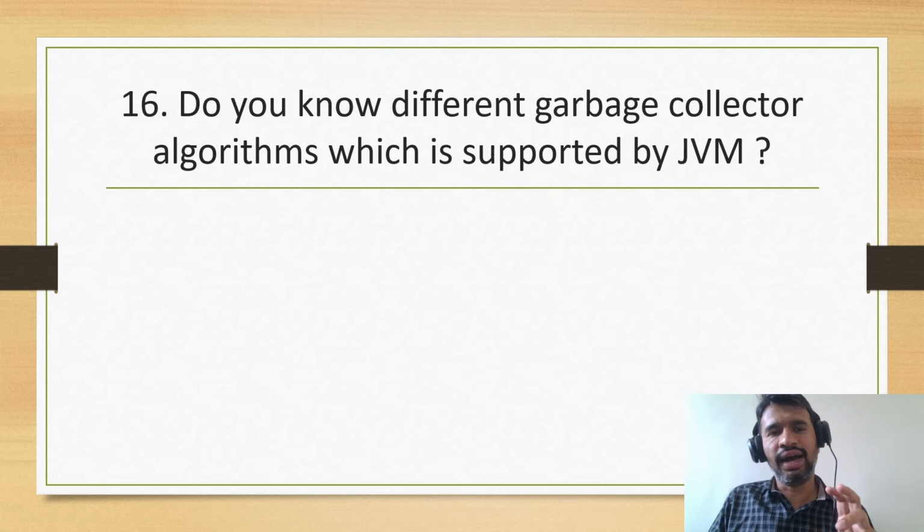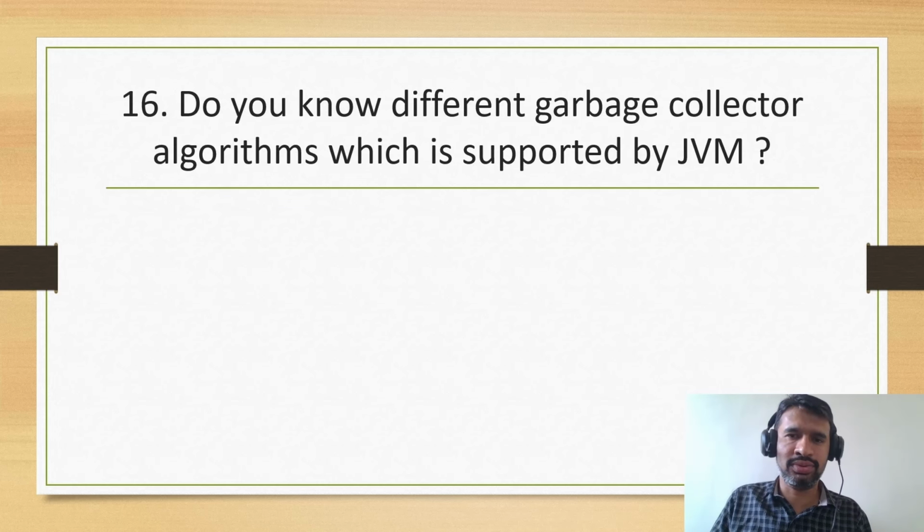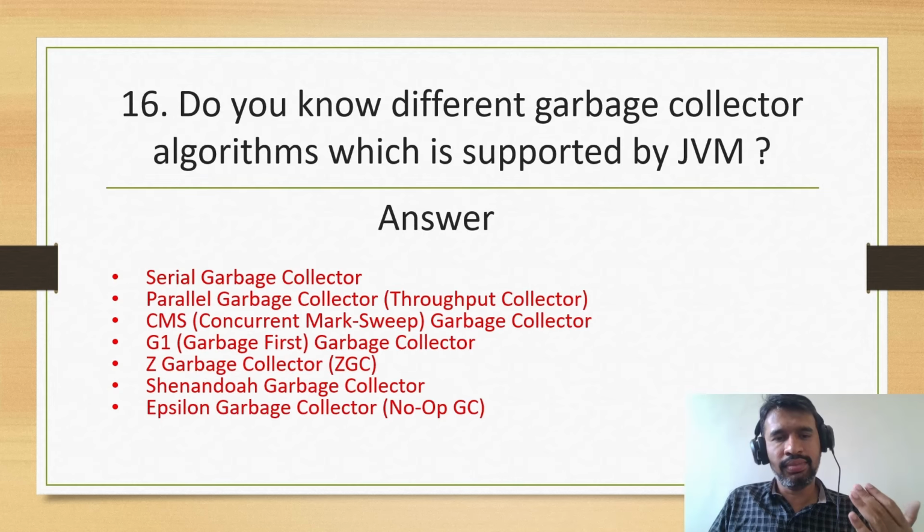Do you know the different garbage collector algorithms supported by the JVM? Normally we know garbage collection is used by Java to clear the memory, but not many people know about the different garbage collectors available. These are all the available garbage collectors: Serial, Parallel, Concurrent Mark and Sweep, G1, Z garbage collector, and the last two, Shenandoah garbage collector and Epsilon garbage collector. So these are all the different garbage collectors. G1 is the default garbage collector.